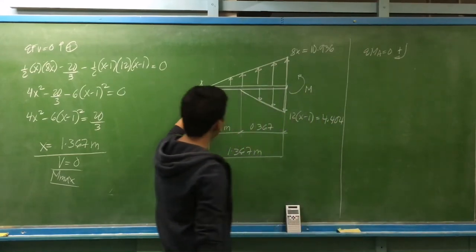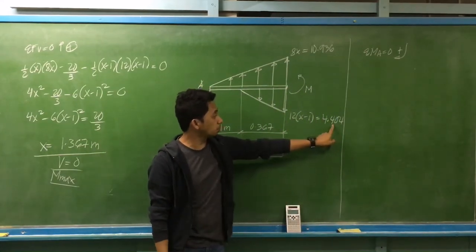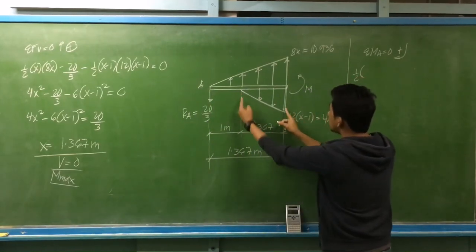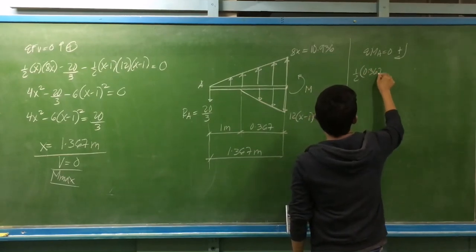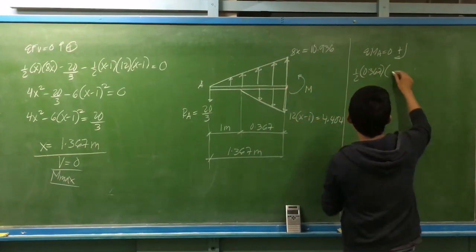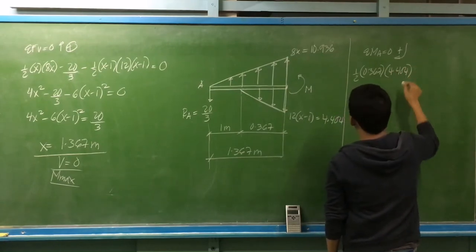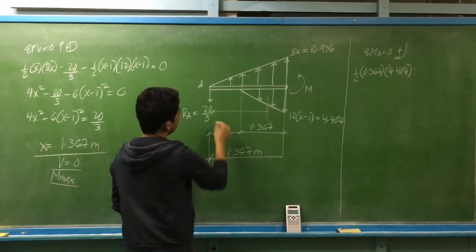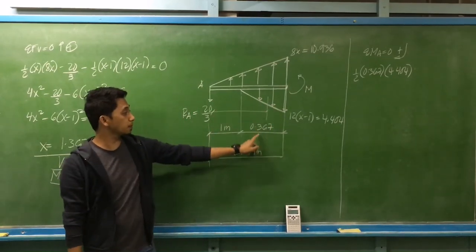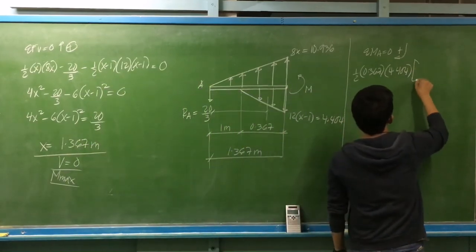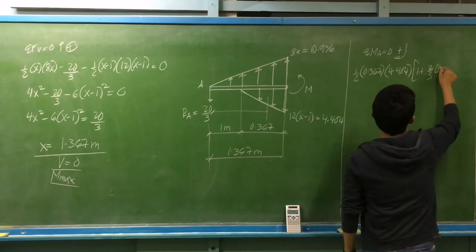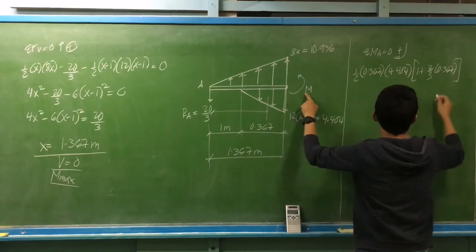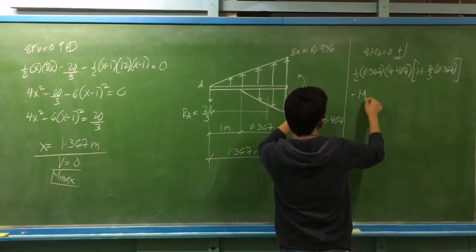So what are the clockwise moments about this point? This is the 4.404. So magnitude, that is one half, the base, we have 0.367. What is its height? That is equal to 4.404. What is the distance of its centroid or point of action towards point A? Well, it's 1 meter plus 2/3 of 0.367. So this is multiplied by 1 meter plus 2/3 of 0.367. Okay, then minus, this is assumed to be counterclockwise, minus the moment.